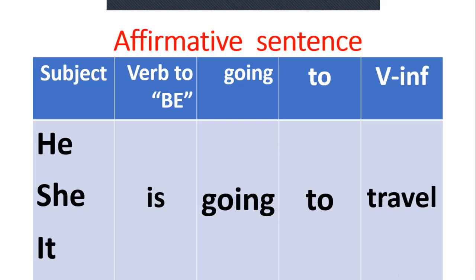He is going to travel. After going to, we must use verb in infinitive. He is going to study. Again, my students, to make affirmative sentence, we use the subject he, she, it, plus verb to be, plus going to, plus verb in infinitive. If we begin our sentence with he, she, and it, we must use verb to be what? Excellent, is. He is, she is, it is.